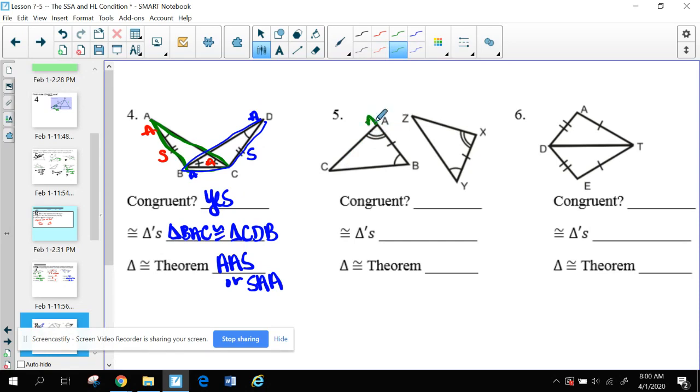5, I have an angle, an included side, and an angle. I come over here, I start with the same thing, angle, included side, and angle. So we can say yes. We can say that triangle ABC is congruent to triangle XYZ, and that is by angle, side, angle.